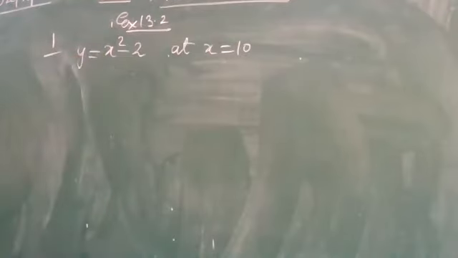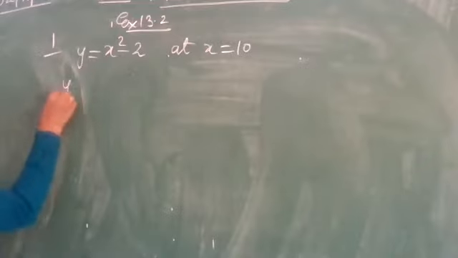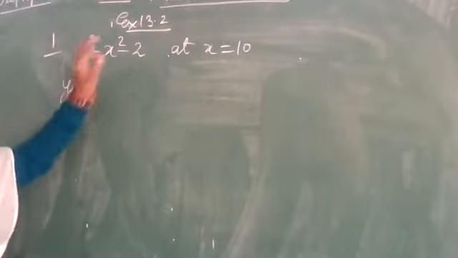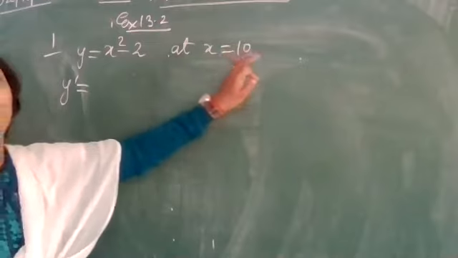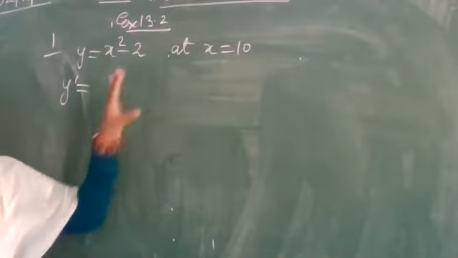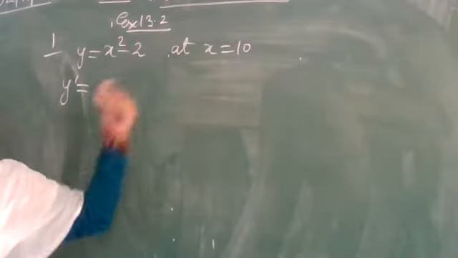We always assume the function as y. Because when we are writing down the derivative, we have to write it as either dy by dx or y dash. We can write it as y dash also. So we have to find the derivative at x equal to 10. First of all, we'll find the derivative and then we will put the value of x as 10.